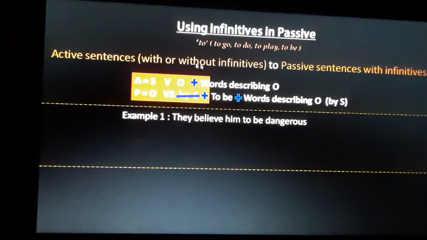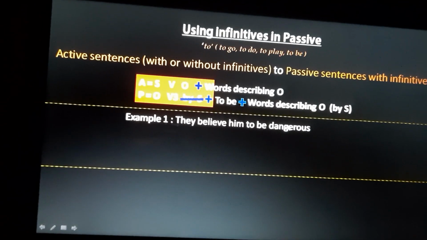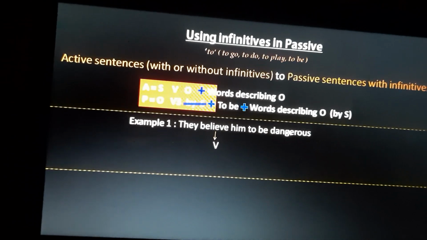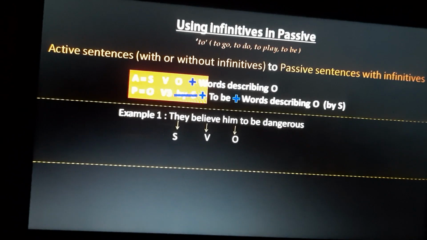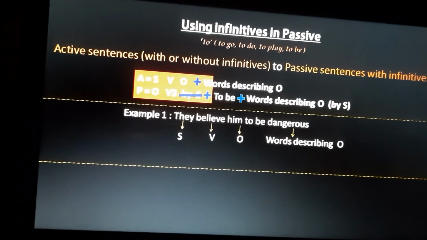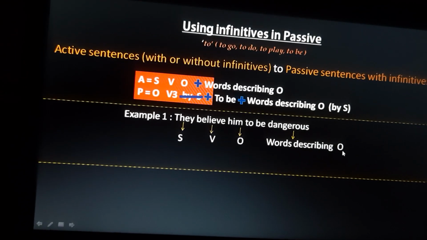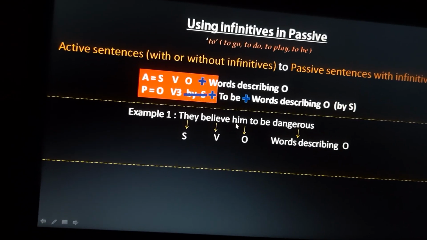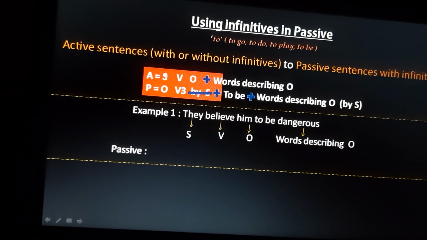The example is, they believed him to be dangerous. Now here, believe is the verb, they is the subject, him is the object, and dangerous is the word which is describing that means which is describing the object him. To convert this into passive voice, let us see the formula.